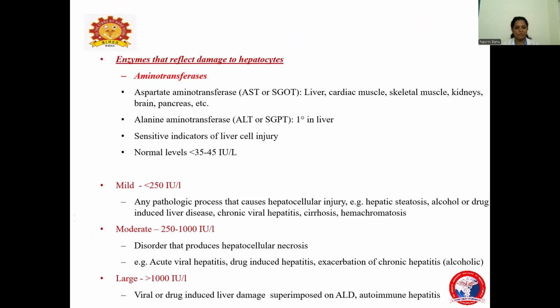Moderate is 250 to 1000 international units per liter. Disorders that produce hepatocellular necrosis, like acute viral hepatitis, drug-induced hepatitis, exacerbation of chronic hepatitis due to alcoholism. Large is more than 1000 international units per liter. Viral or drug-induced liver damage, so superimposed on acute liver disease, autoimmune hepatitis.